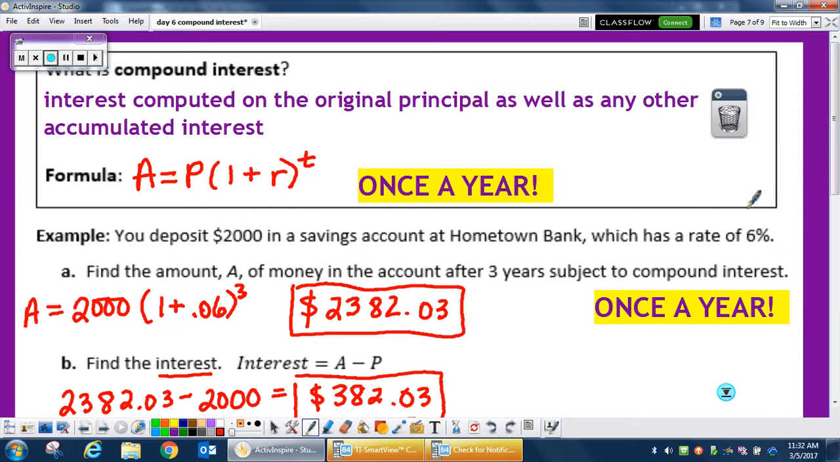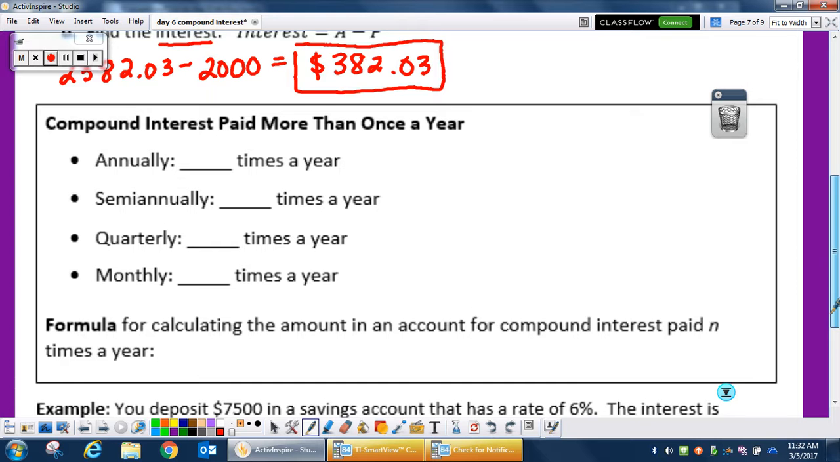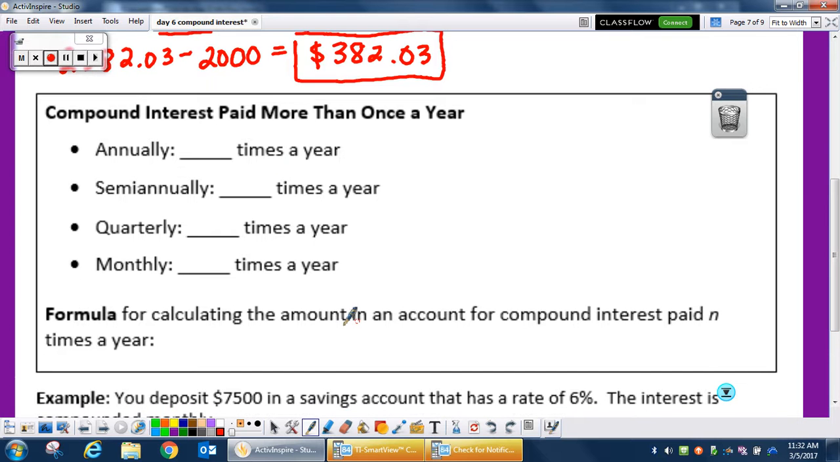We come down here, you might see examples of when it's going to be more than once a year. Okay, so make that note that you're going to have a different formula when it's more than once a year. And you'll know it's more than once a year because you'll see these words, semi-annually, quarterly, or monthly. If you don't, you assume it's just once a year. So annually is 1 time, semi-annually is 2 times, quarterly is 4, and monthly is 12.